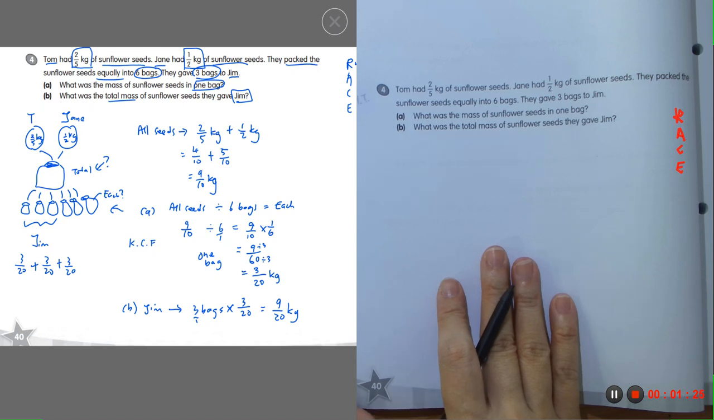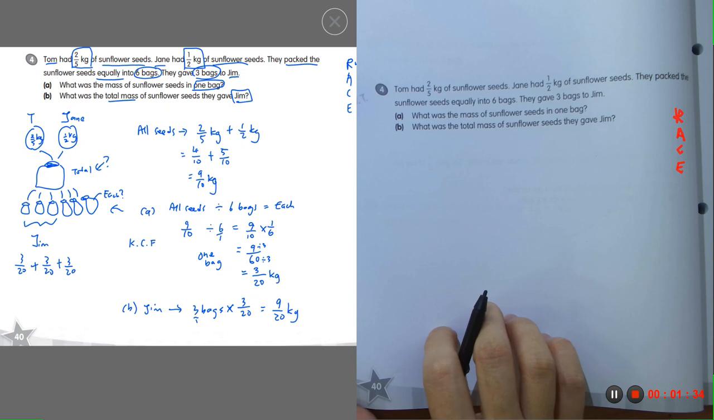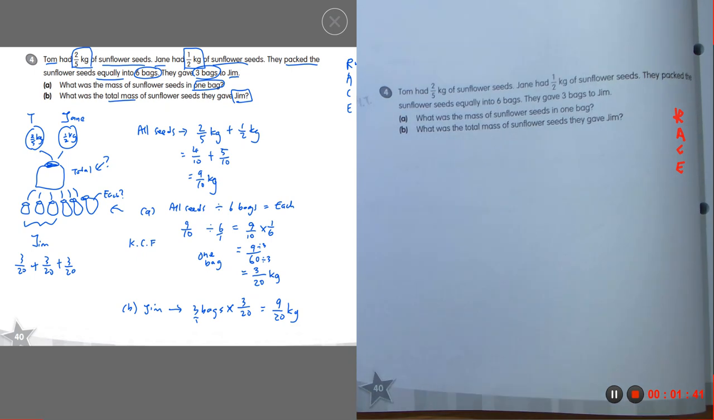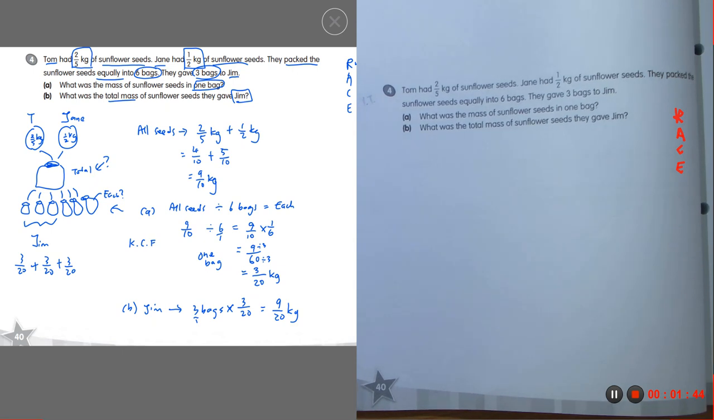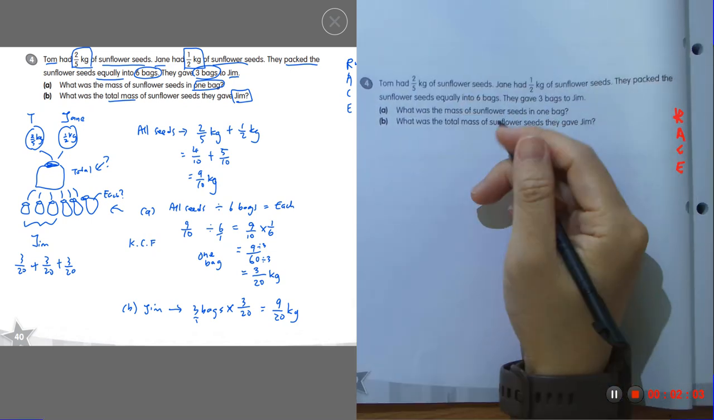I'm going to ask Summer. In this topic of division, I said there are two key strategies I need you to remember. What are the two key strategies? Come, one way, pass the microphone over. Summer. Thank you. Yes, Summer. K.C.F. Okay, that's the first one, K.C.F. What's the other one?